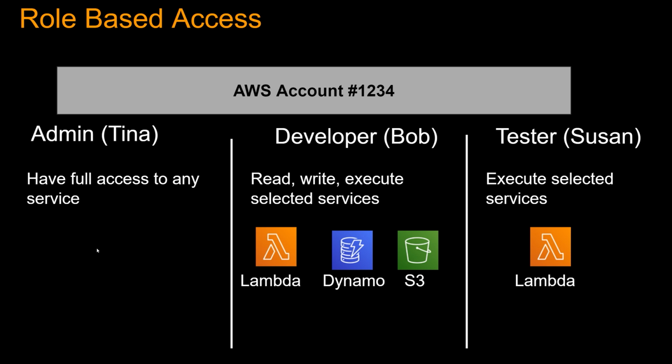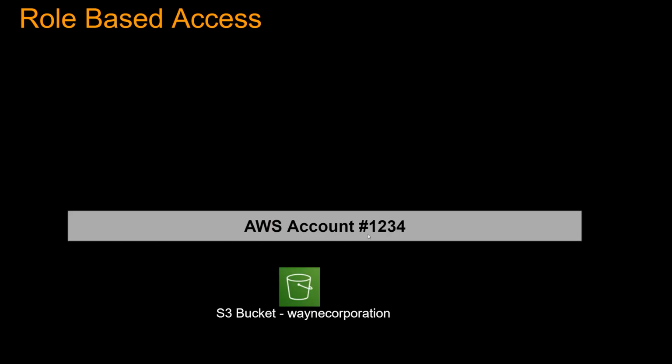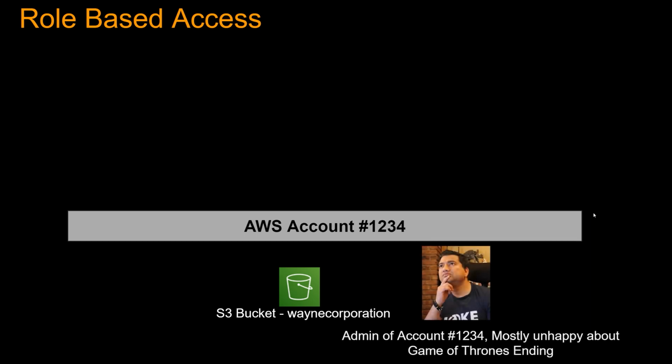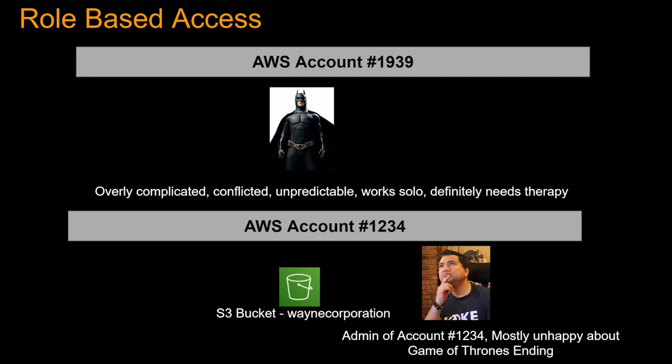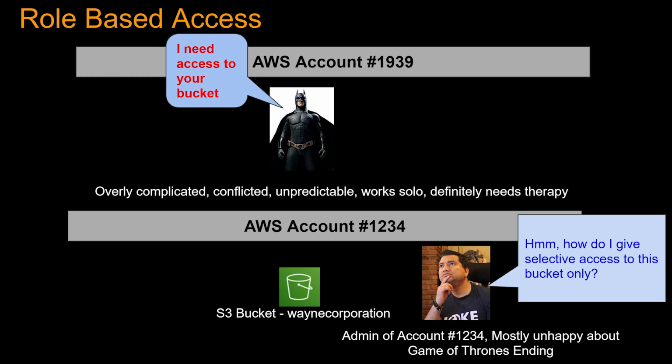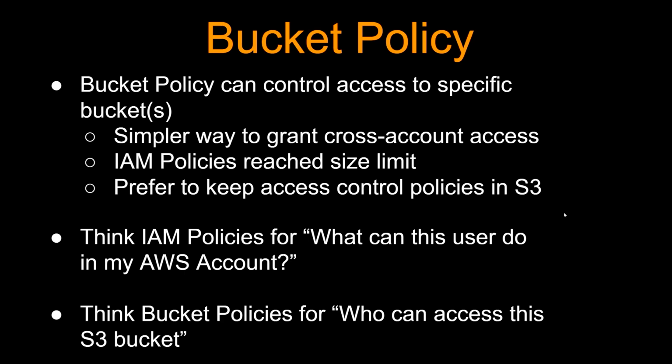Okay, so your account is going pretty well. Let's say in that AWS account 1234, you have an S3 bucket called WAN Corporation, and you are the admin of the AWS account. Then suddenly, another AWS account comes into the picture, and this person asks you, hey, I need access to this bucket, WAN Corporation. So you are thinking, how do I give selective access to this bucket to this strange individual? He definitely doesn't want an IAM username in your account, and you don't want to create an IAM username for him. So how do you do that? Say hello to bucket policy.